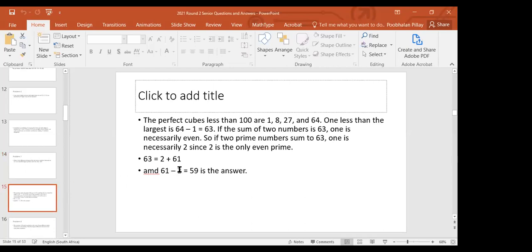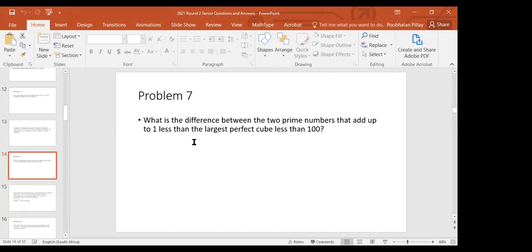Oh, okay, it's 2 and 61. But the question is, what is the difference between those two prime numbers? What is the difference between the two prime numbers that add up? So the two prime numbers are 2 and 61. The difference is 59.